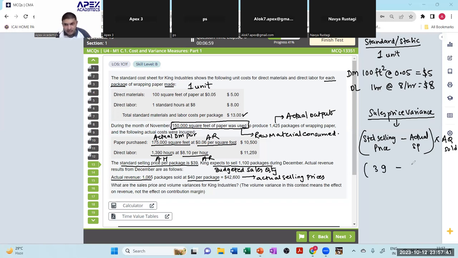What is the standard selling price? It is 39. What is the actual selling price? 40. And what are the actual packages sold? 1065. My dear friends, is this adverse or is this favorable? Aditya, adverse or favorable? Favorable. Very good. 1065 favorable. Navya, you agree with this calculation? This is your calculation. Have I done it correctly? Fair enough. Sales price variance they want now. Now sales volume variance.